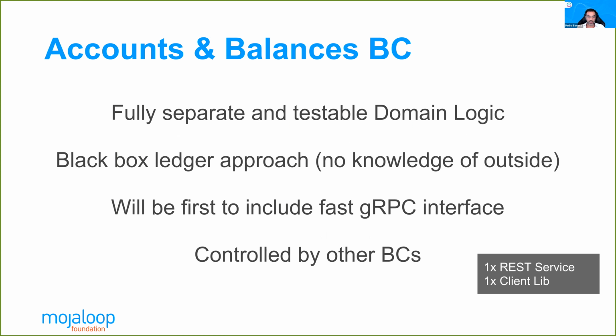Going to the accounts and balances, again, we have a fully separate and testable domain logic. We have a black box approach to the ledger. The way we designed this according to the reference architecture, accounts and balances is completely separated from the rest of the system. It's essentially a ledger that is driven from the outside. It has no idea that it belongs to Mojaloop. It has no idea about what a transfer is or what a settlement is. Essentially, from the outside, participants, transfers, and settlements will create accounts and then create journal entries, and that's it. The accounts and balances will behave as a very simple ledger.